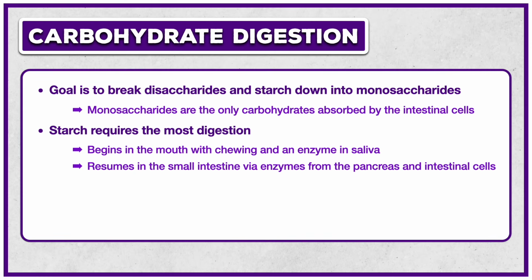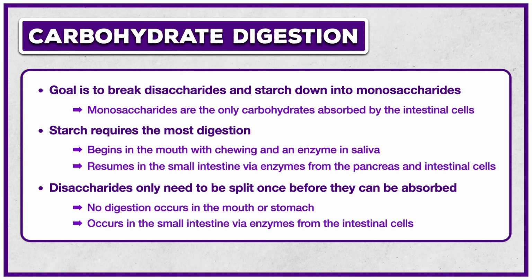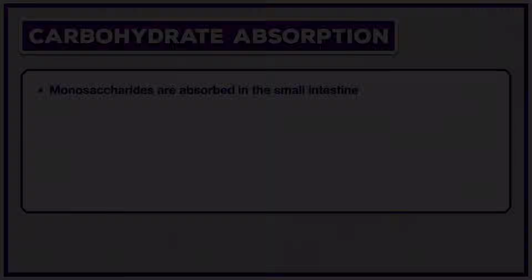Starch digestion begins in the mouth with chewing and an enzyme in saliva. Then it stops in the stomach, and it resumes in the small intestine via enzymes from the pancreas and intestinal cells. Unlike starch, disaccharides only need to be split once before they can be absorbed. No digestion occurs in the mouth or stomach. The splitting of disaccharides occurs in the small intestine via enzymes from the intestinal cells.